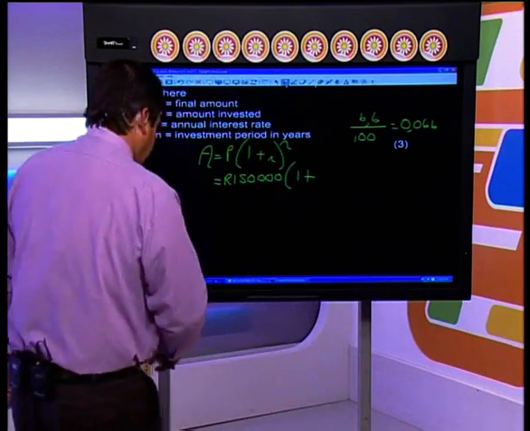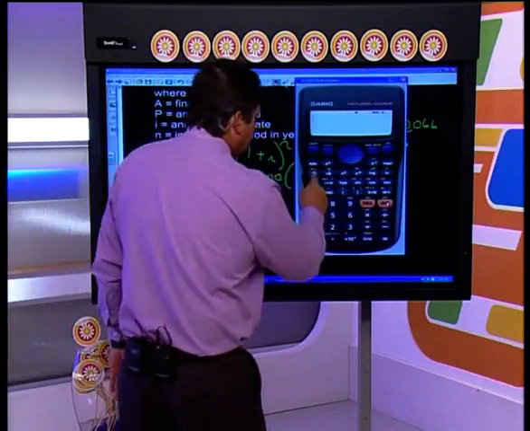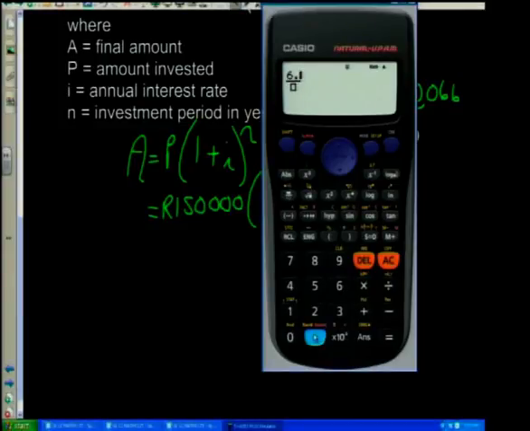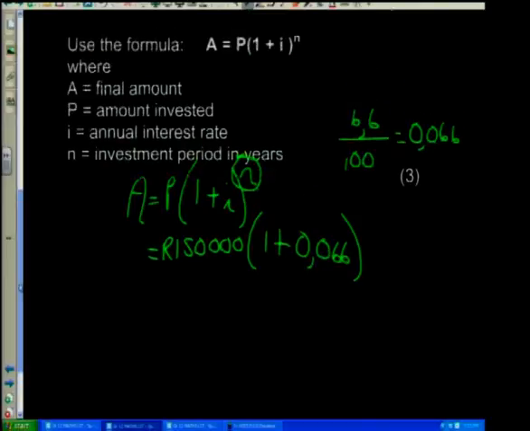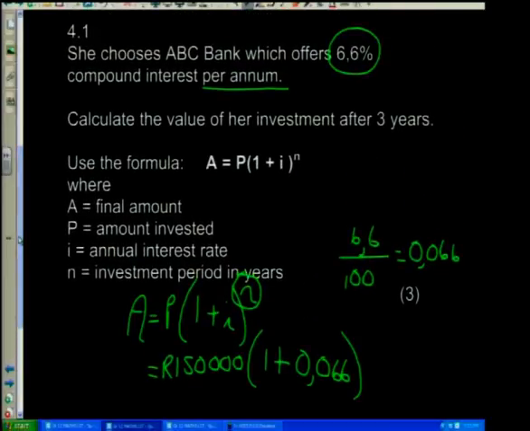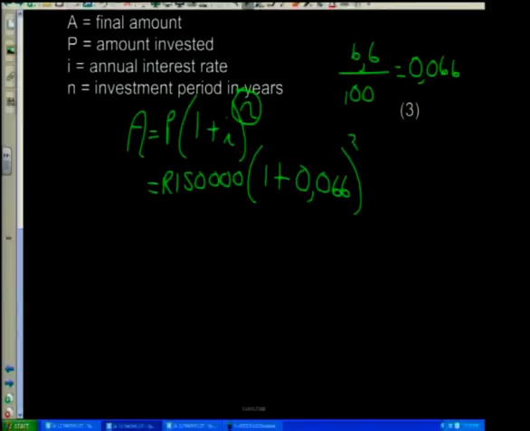Let's just check that on our calculator, because I always say, let the calculator do the work. I've got the fraction button, 6.6 over 100 equals, and that gives 0.066, exactly what we said. Now, how many times am I doing this calculation? Well, we're told we're going to invest it for 3 years. So it's to the power of 3.